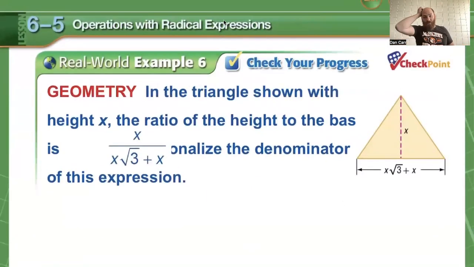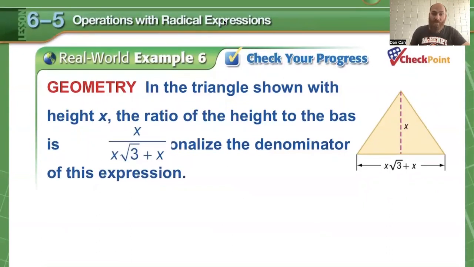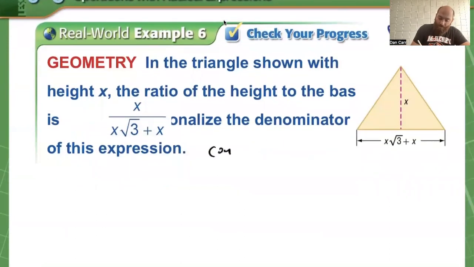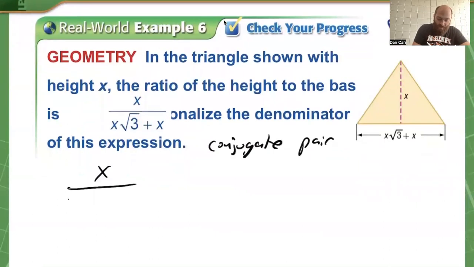In this example, in the triangle shown with the height x, the ratio of the height to the base is x over x root 3 plus x. We want to rationalize the denominator of this expression. When we rationalize it, we're going to do what's called a conjugate pair, which is something we did back when we did our imaginary numbers. So to rationalize this, we have x root 3 plus x. The conjugate pair in this case is just the opposite sign again. So we're going to multiply by x root 3 minus x.